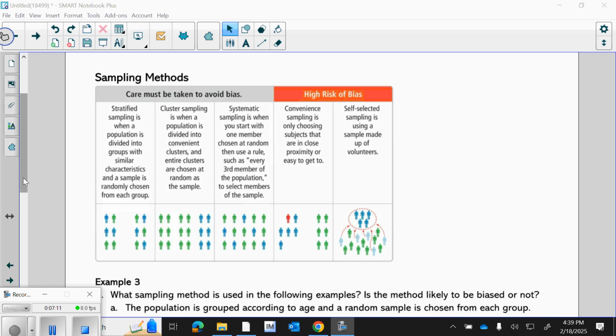So take a second. I'd like you to look at example 3. You're going to choose what type of sampling method they used, and is it likely to be biased or not?